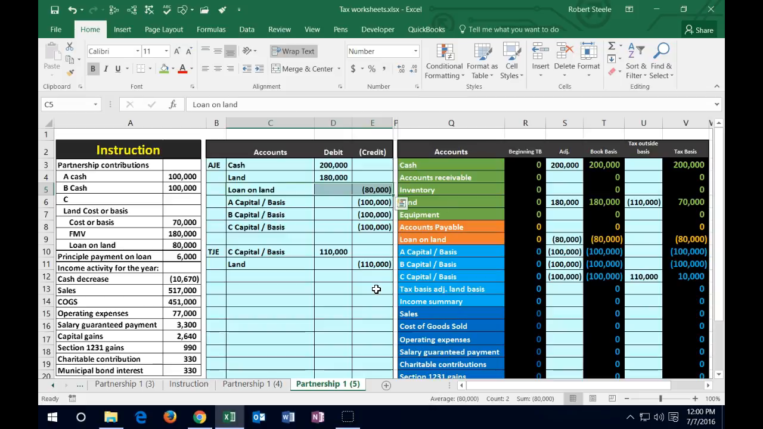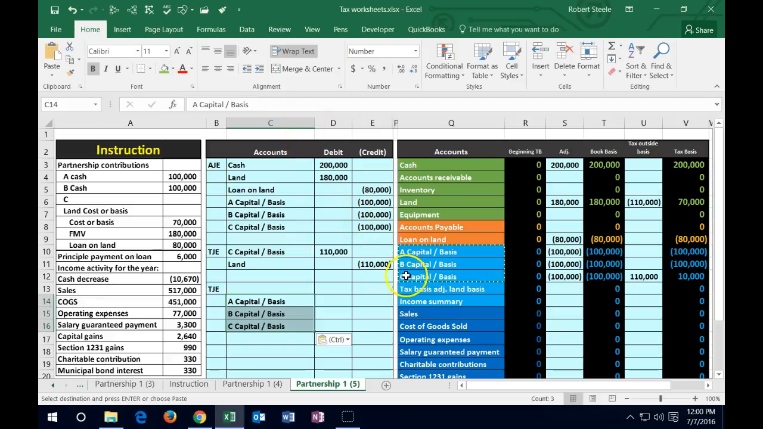So this is going to be another tax journal entry. We're going to increase the three partners' bases for the loan here. So the loan, these partners are going to have to go up. Their capital accounts are going to go up with a credit. We're going to increase their capital accounts on a tax basis.